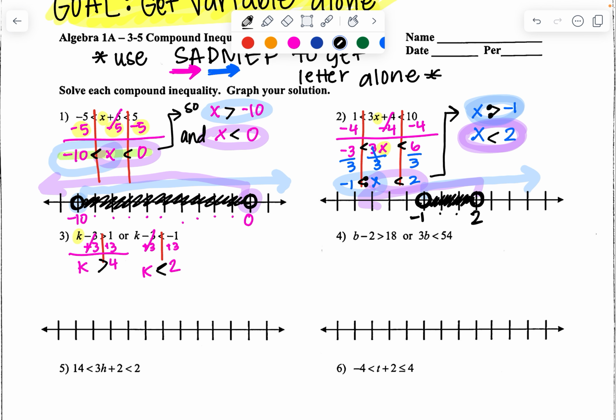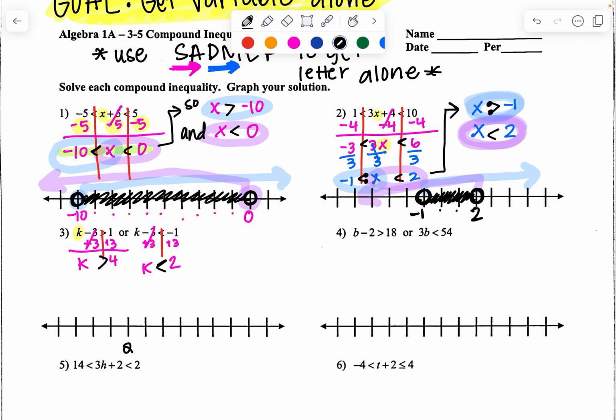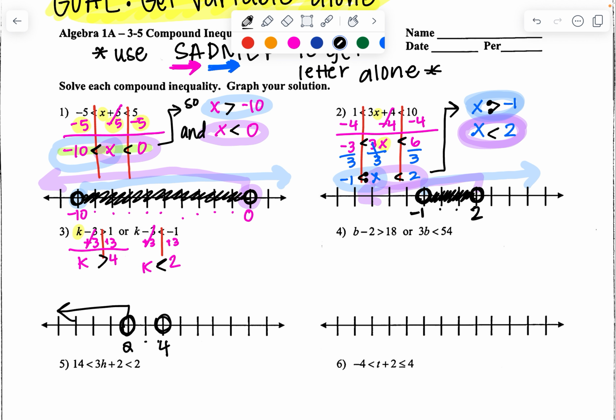And I'm just going to graph these two. So if this is 2, 3, this would be 4 over here. Again, I just kind of picked anywhere. If k is less than 2, that means I'm shading this way. If k is greater than 4, it's an open circle. It's bigger, I'm going this way. Boom. Voila.